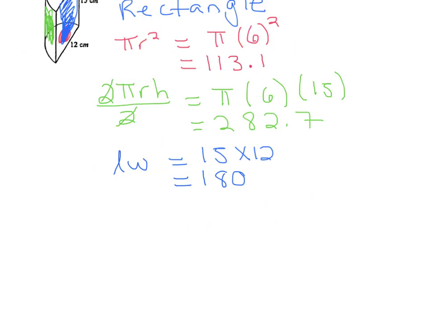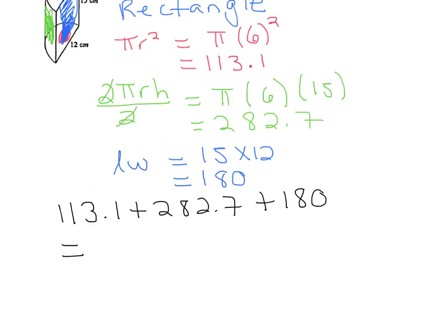So now we want to add up those three surfaces together. So addition with 113.1 plus 282.7 plus 180, giving us a surface area of 575.8. Dimensions were centimeters, so for surface area we would have centimeters squared.